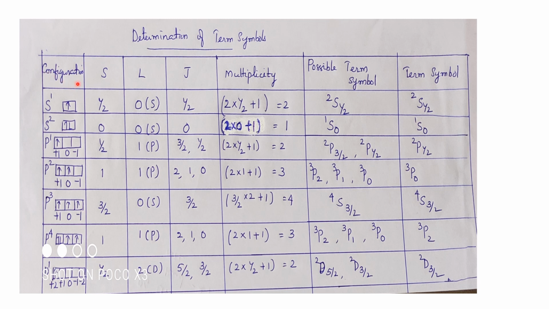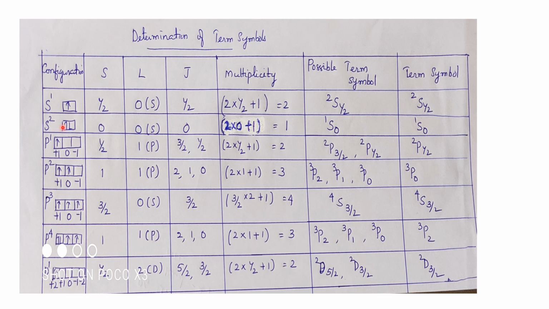In the first column, there is configuration, then S value, L value, J value, multiplicity, possible term symbol, and then term symbol. First is the configuration s1, that is 1 electron in the s subshell. Therefore, since there is 1 electron, the value of S is half. L is equal to 0, which represents an s term. J value is half. Multiplicity is 2 into half plus 1, that is 2S plus 1, which is 2. Possible term symbol is 2s half, and the term symbol is 2s half.